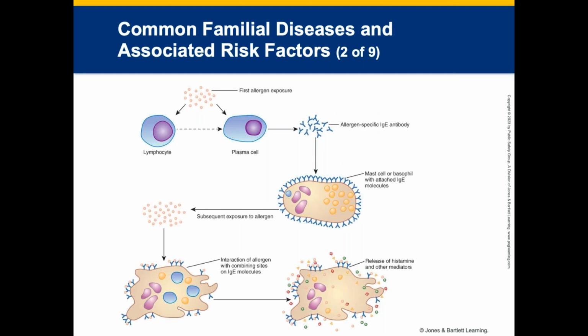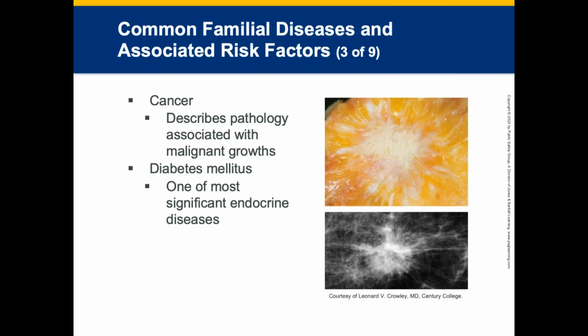This illustration here shows the pathogenesis of an allergy. The next one is common risk factors with cancer. Describes the pathology associated with malignant growths. And then diabetes mellitus is one of the most significant endocrine diseases.